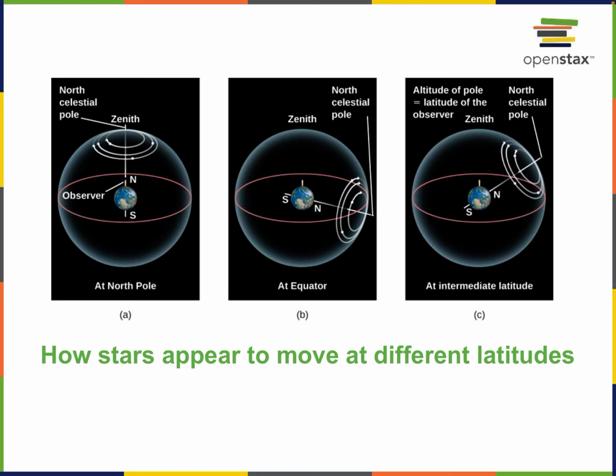So there are no stars that rise or set if you're at the North Pole or at the South Pole. All the stars are circumpolar. They just go round and round. At the equator, Polaris would be on the horizon, and all the stars you can see would rise and set, and there would be no circumpolar stars. That's shown in the middle.